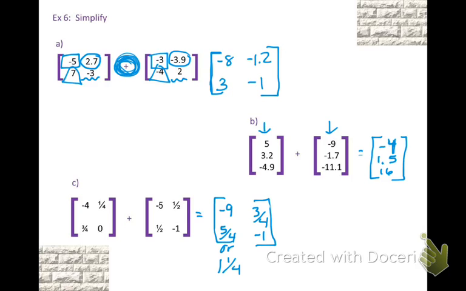Okay, for B, the answers are negative 4, 1.5, and 16. And for C, it would be negative 9, 3/4, 5/4, or 1 1/4. I don't care. It just has to be reduced up to a certain point. And then negative 1.